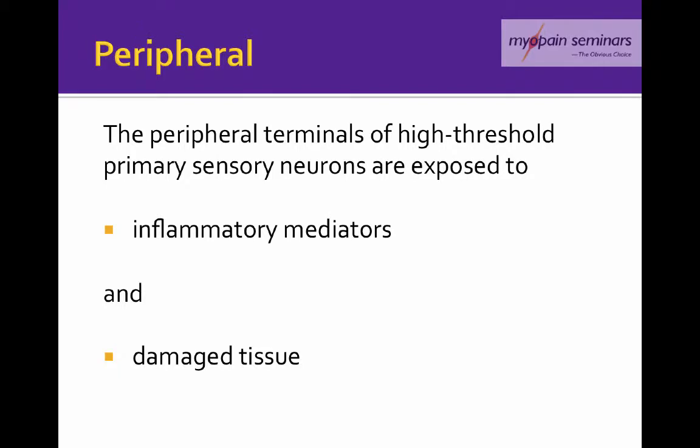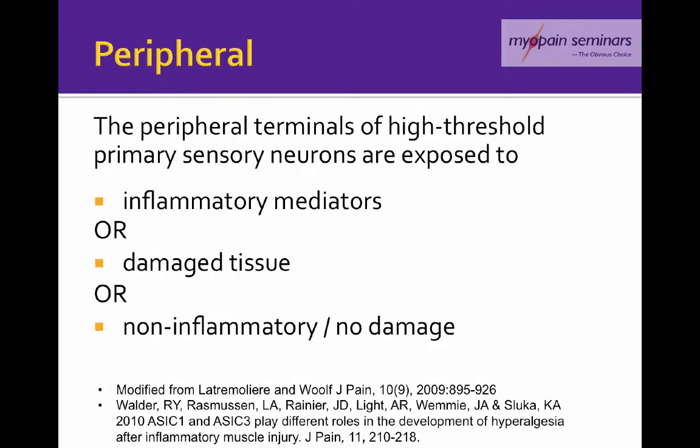In the previous slide, we saw that peripheral terminals of high threshold primary sensory neurons can be exposed to either inflammatory mediators or damaged tissue, which is one model that is more consistent with one of the schools of thought. There is, however, a third option based on more current literature that you can have peripheral sensitization without these inflammatory mediators and without tissue damage.